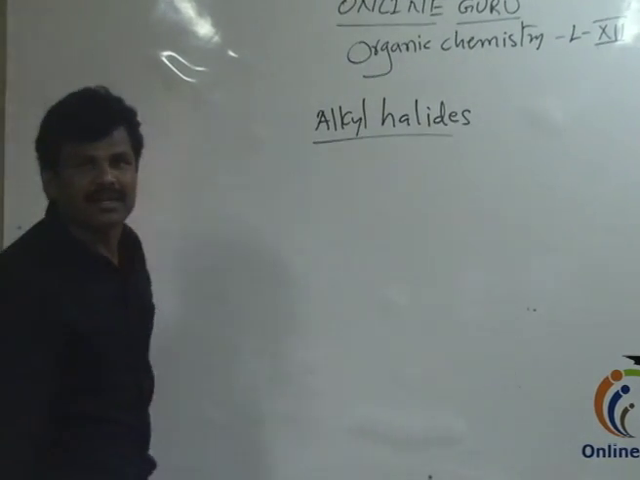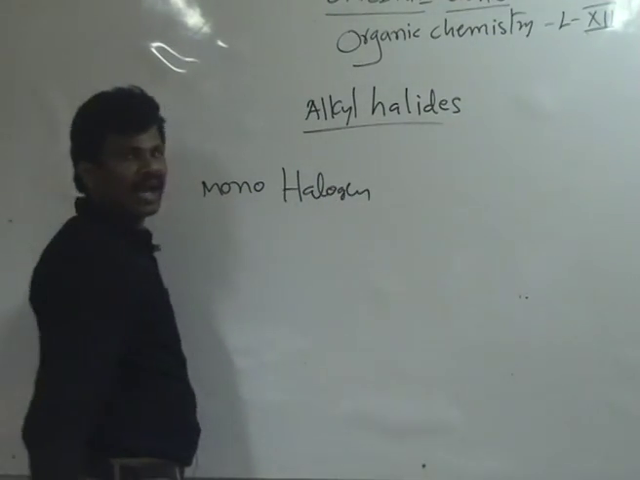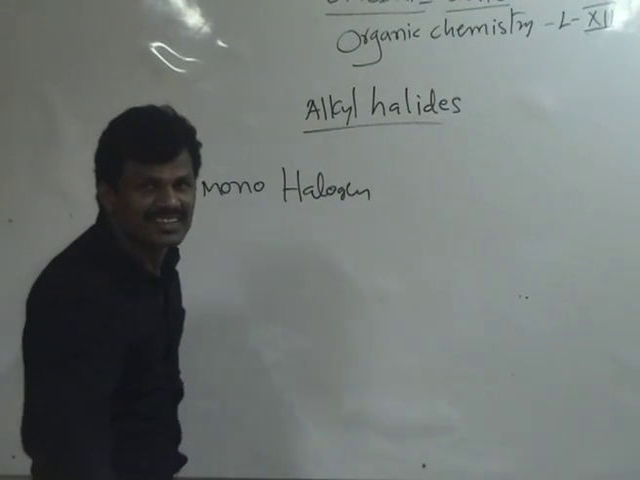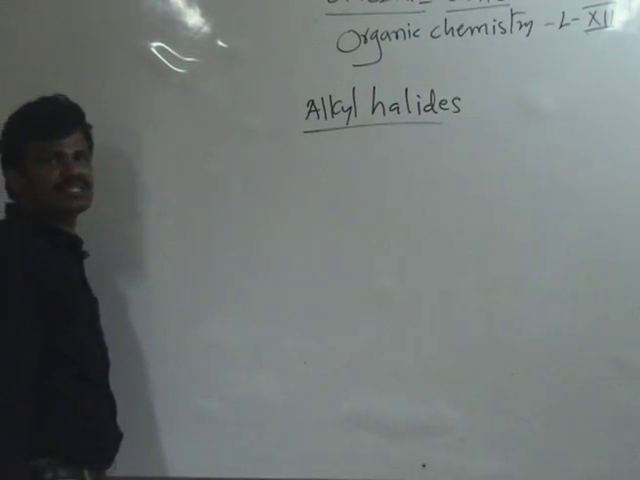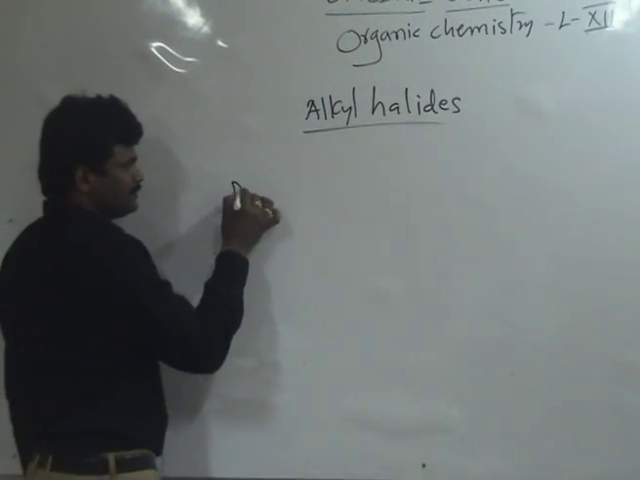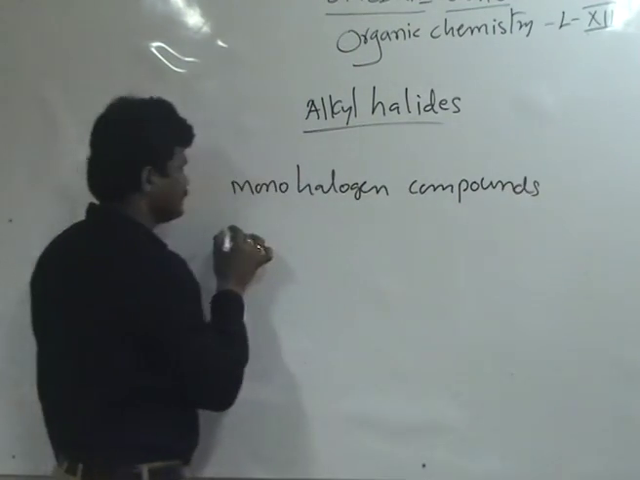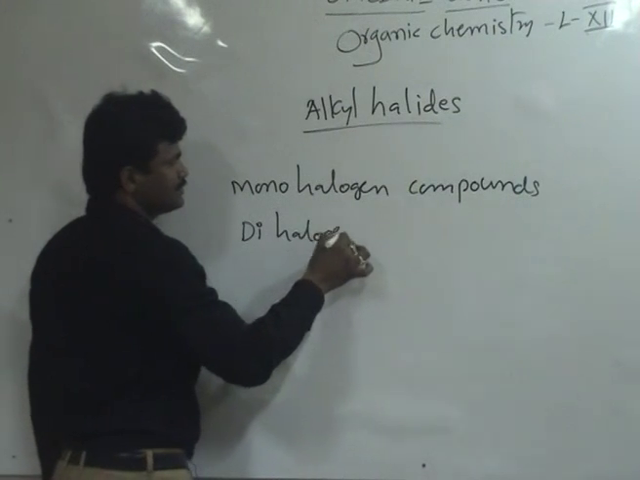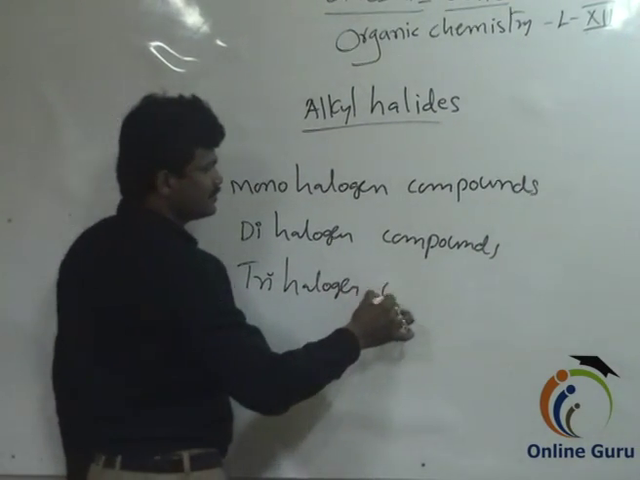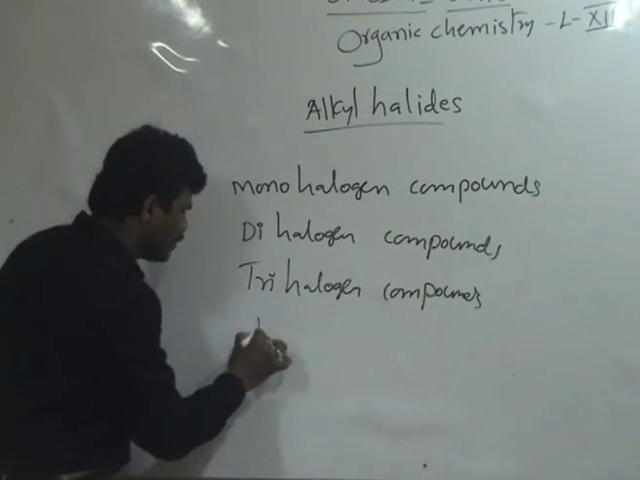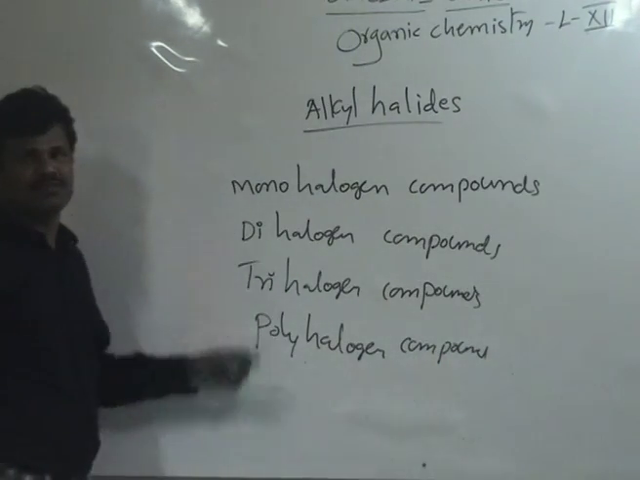Alkyl halides can also be classified into monohalogen compounds, dihalogen compounds, trihalogen compounds, and polyhalogen compounds. Suppose you take monohalogen compounds.